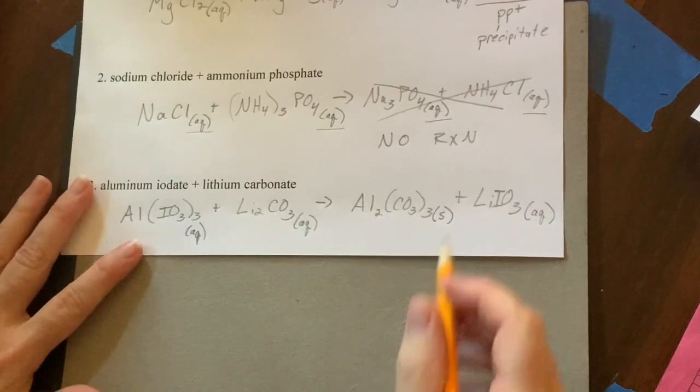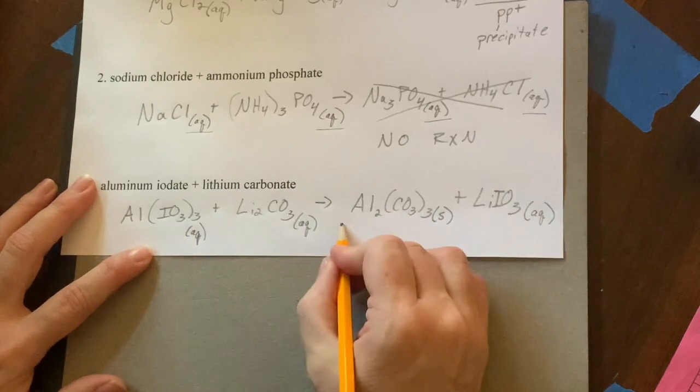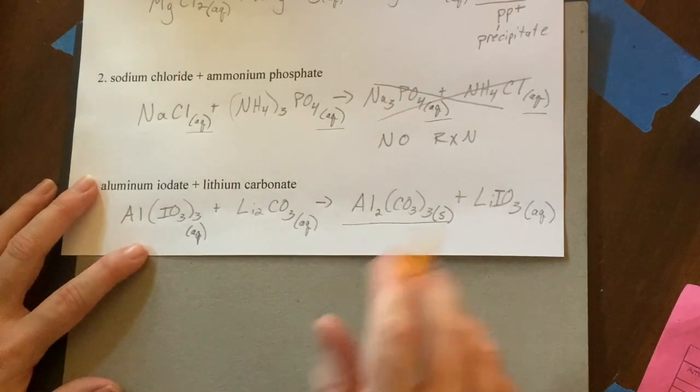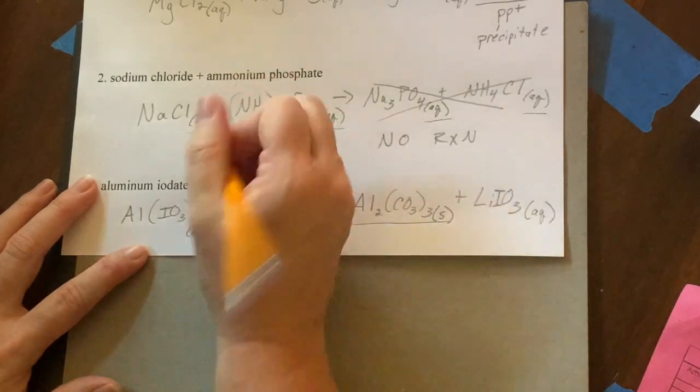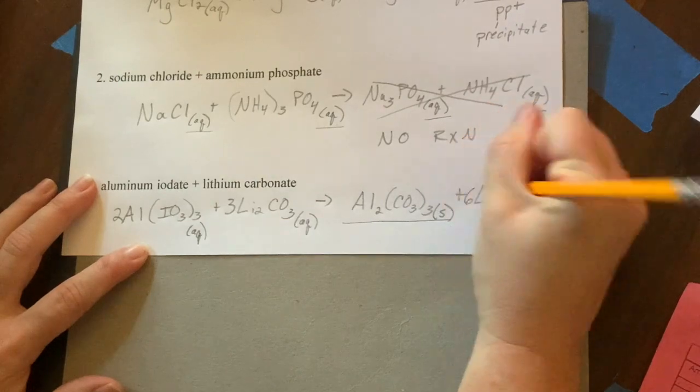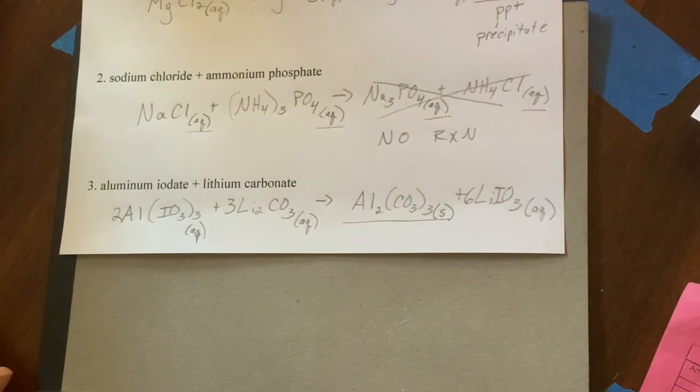So here we go. We formed a precipitate. This reaction happens. I don't forget, I need to balance this one. So I need a 3 here, I need a 2 here, and I need a 6 here, and this would be my balanced equation.